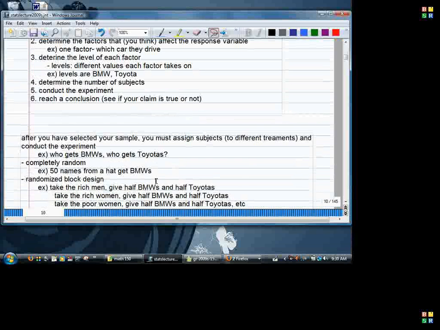So once we have our sample, take the group of rich men, however we define rich, give half of them BMWs and give half of them Toyotas. Take the rich women, give half of them BMWs and give half of them Toyotas. And in this way, you're trying to control these different variables. As I talked about last time, we don't want the BMW owners to be on average richer. So in this way, you take the rich people and split them up half and half. Or more specifically, in this case, rich men half and half, rich women half and half, etc., etc.